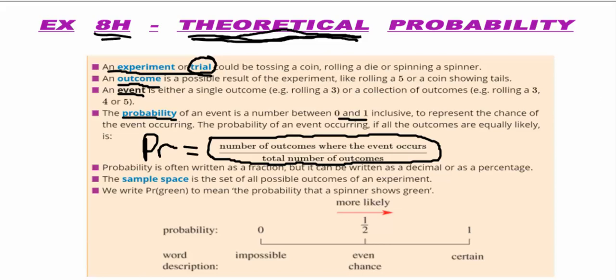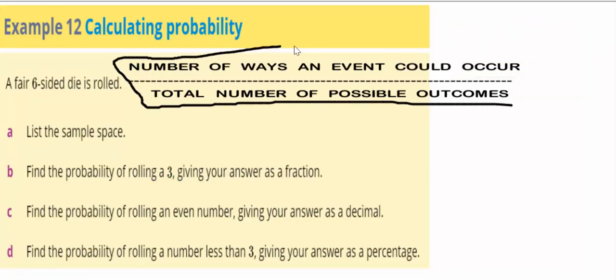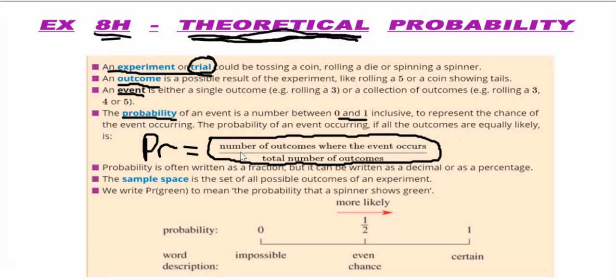So that formula is really important. It's important that you write that down and keep a record of it, because that's what you always use to write your probability. You're going to write it as a fraction, and then if needed, switch it around to either a percentage or a decimal, depending on what the question's asking. So the number of ways an event can occur, and then the total number of possible outcomes for that particular trial. Probability is often written as a fraction, but it can be written as a decimal and or as a percentage.